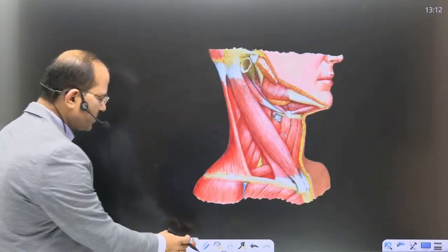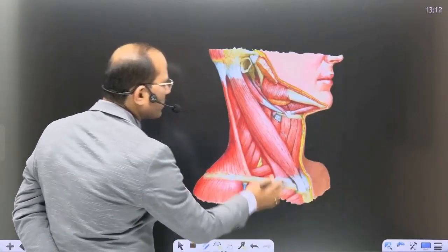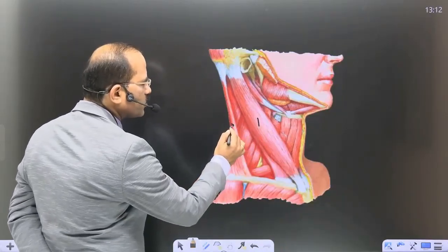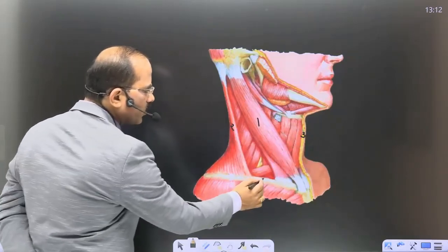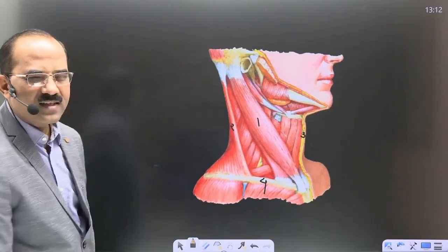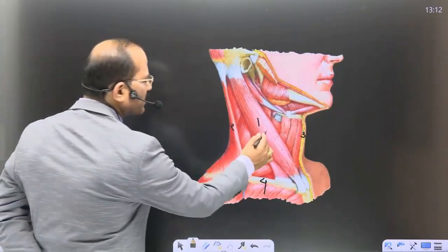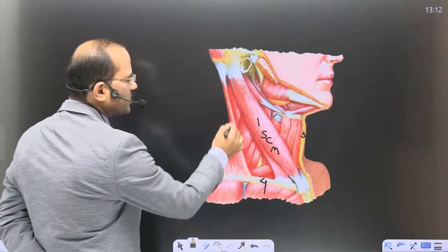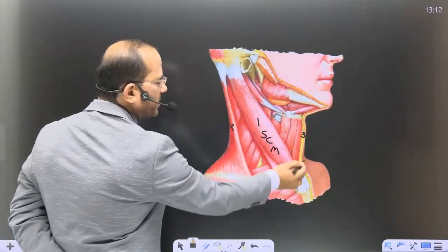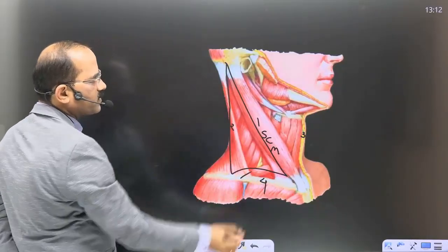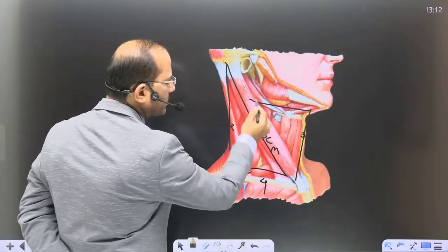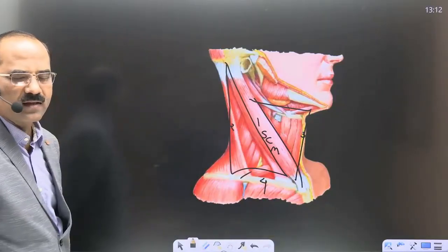Yeah, so I'll just put numbers here. Can you tell me what is this number 1, what is this number 2, what is this number 3 that I'm labeling here, and what is this number 4? So 1 is the sternocleidomastoid. Very nicely identified. 2 is the trapezius. 3 is the midline. And 4th is the clavicle. So what is this triangle here? That's a posterior triangle. And what is this triangle here? That's an anterior triangle.